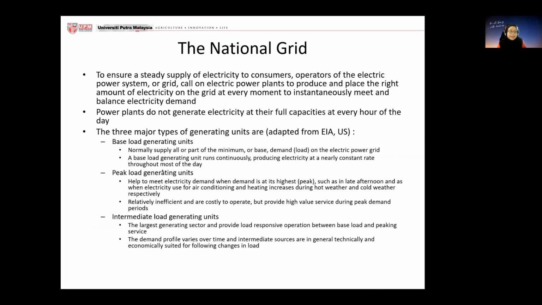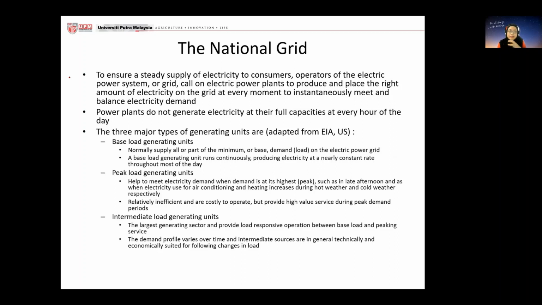So the national grid is our version of the grid. Of course, the objective is to ensure a steady supply of electricity to consumers. Operators of the electric power system call on electric power plants to produce and place the right amount of electricity in the grid at every moment, and this is a very dynamic situation. Sudden demand must be instantaneously met and balanced. That is the challenge.